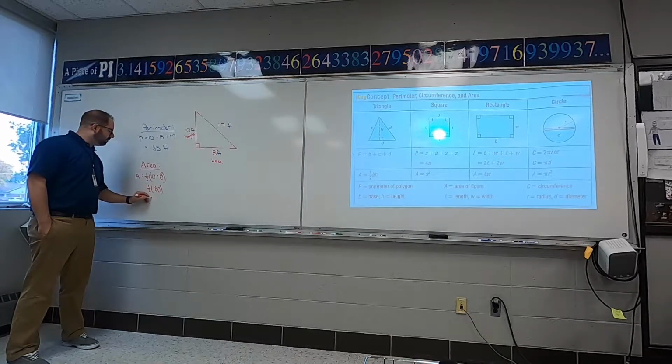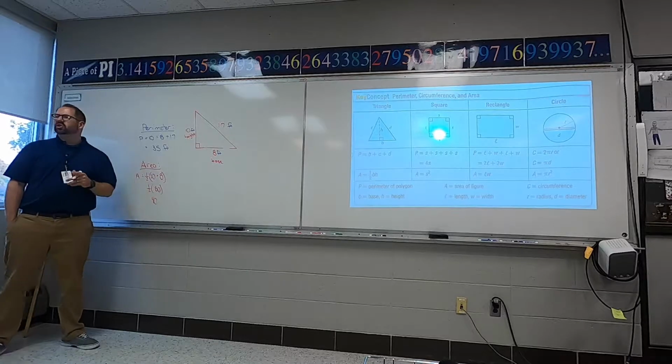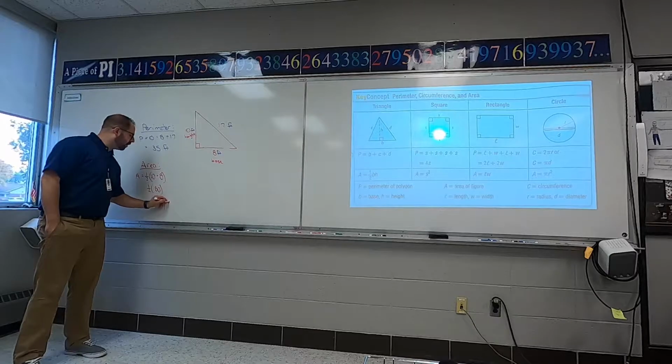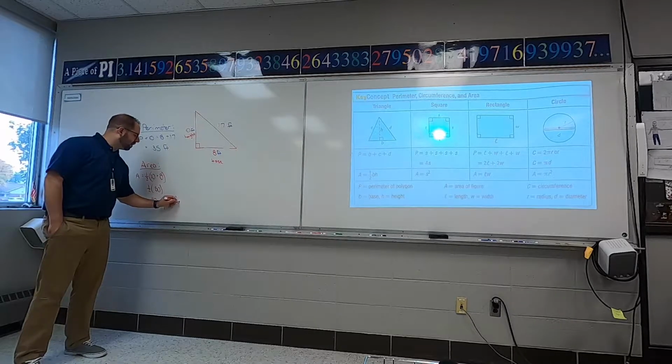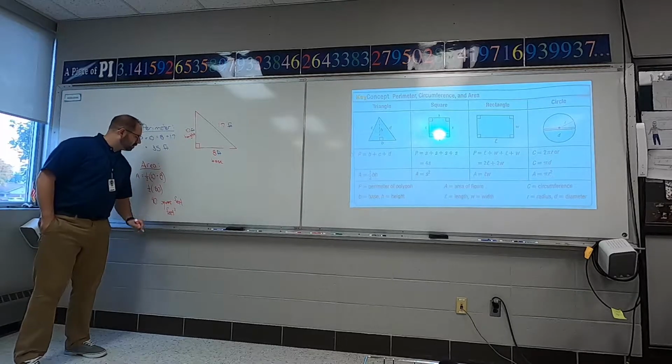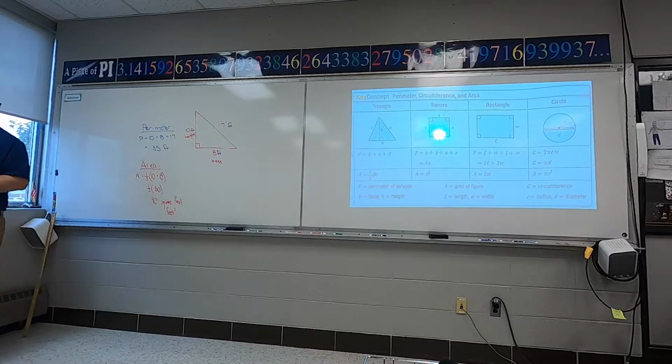Now the label, it's square feet, because that's what area stands for. It's how many square units. So in our case, it's square feet, or you can write feet squared like this. It's the same thing. It's the same label. Questions with that?